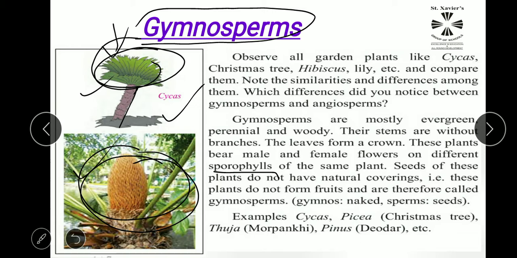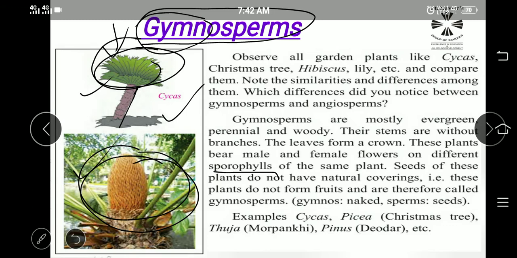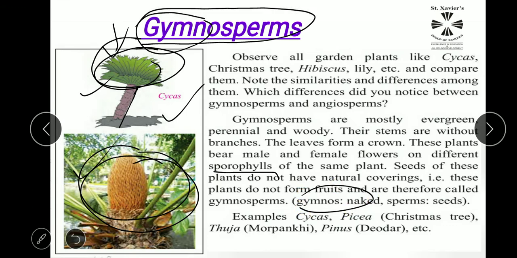Seeds of these plants do not have natural covering. As we studied, gymno means naked, and sperm means seed. So the seed is naked here, so there is no outer covering. Examples are cycas, picea, that is known as Christmas tree, thuja, that is morpankhi, and pinus, that is deodar, etc. These are the examples of gymnosperms.